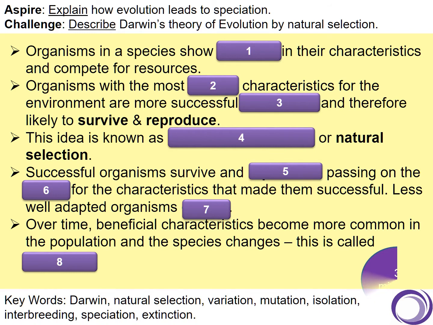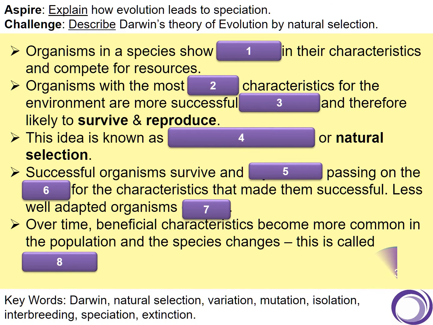Okay, you've got about 1 minute remaining. I'm just going to read through each statement and see if that makes it a little bit easier if you're struggling. So statement one, organisms in a species show something in their characteristics and compete for resources. So that's box number one. Statement two, organisms with the most something characteristics for the environment are more successful something and therefore likely to survive and reproduce. So box two and box three.